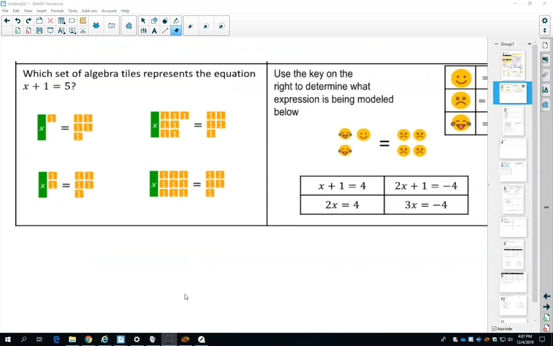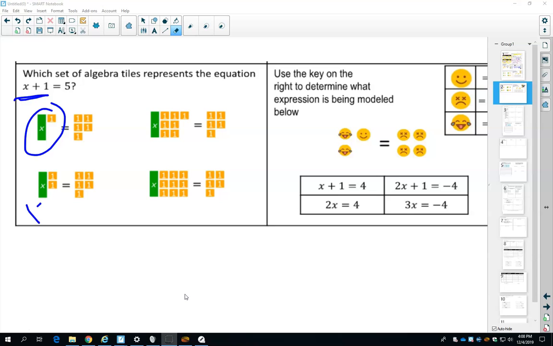All right, let's take a look at the next examples here. We're looking for the set of algebra tiles that represents x plus 1 is equal to 5. And for that, we're looking for one x value, and we're looking for 1 unit, and then 5 on the other side. So our x plus 1 we have on this one, and that's the only one we have it.